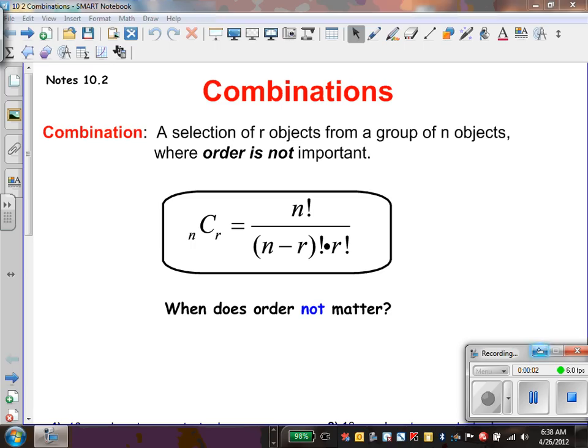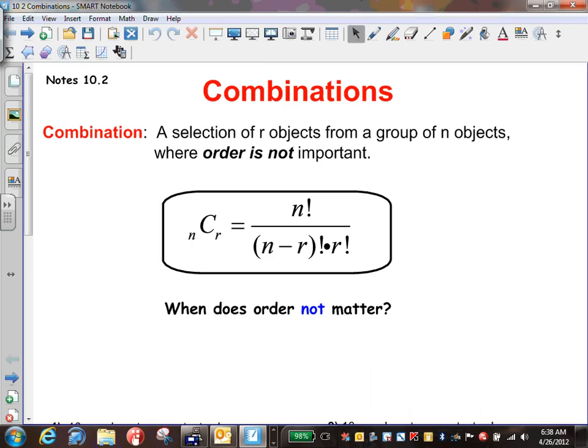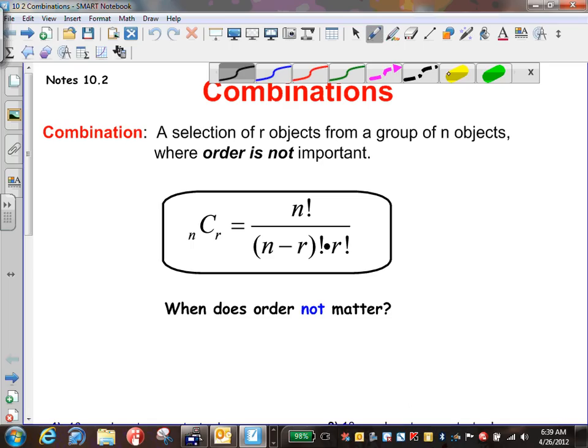Okay, this is lesson 10B on combinations. So far we learned about permutations, where order does matter. So here we have a different scenario where order does not matter. Okay, and that's the key thing here.